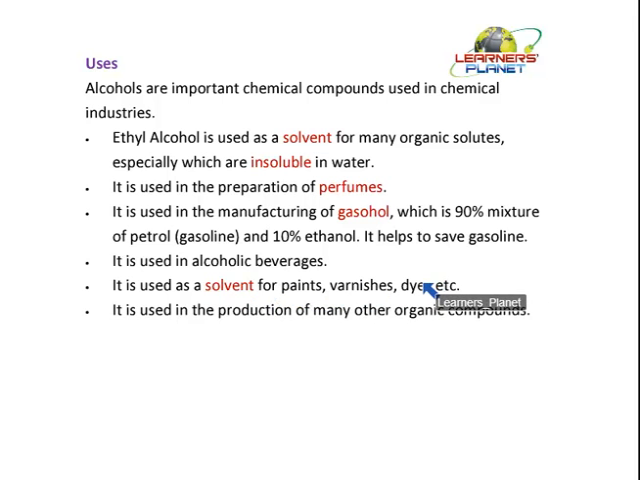Why? Because the paints and varnishes are insoluble in water. So ethanol is used as a solvent. It is used in the production of many other organic compounds: you can make aldehydes from it, you can make ketones, or you can also prepare acids from it. So it is used for the production of these organic compounds also.